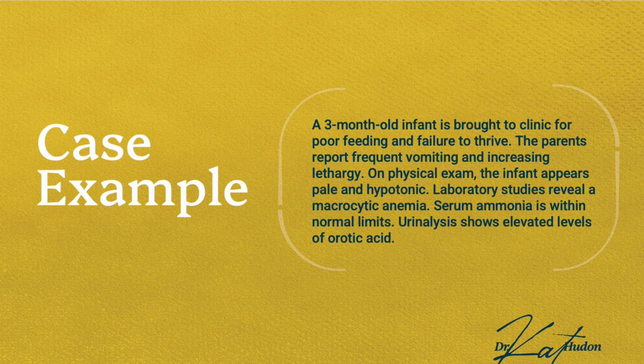Now let's look at our lab finding, that elevated orotic acid in the urine. Whenever you see this, you need to pause and ask one critical question. What is the ammonia? In this case, ammonia is normal, and that distinction is everything. Elevated orotic acid with normal ammonia points away from a urea cycle disorder and toward a problem with our pyrimidine synthesis. Specifically, this is suggesting a defect in converting orotic acid into UMP.